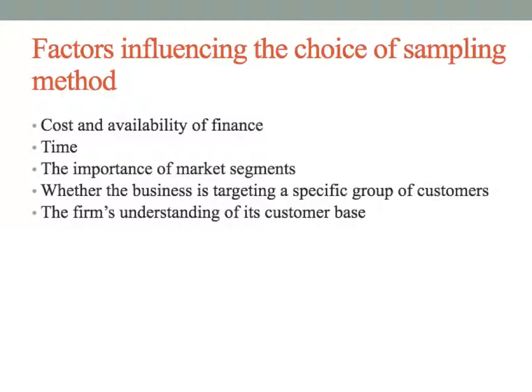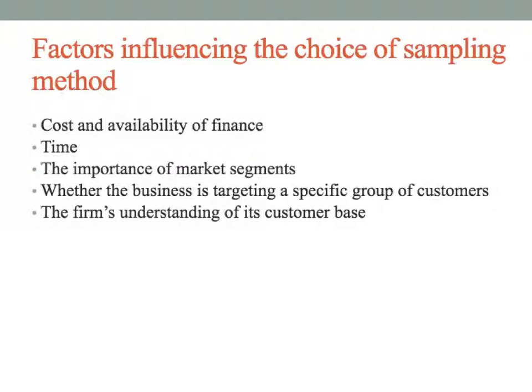How important is the market segment? If the buying behaviour differs between two different types of consumers, maybe quota sampling will need to be engaged in order to get much more accurate results. So that will also be whether the business is targeting a specific group of customers. It's likely that quota sampling will be used if that is true, rather than random sampling.